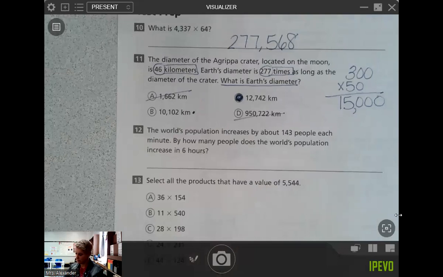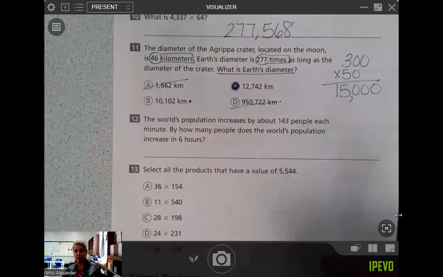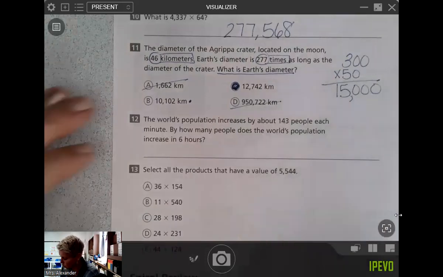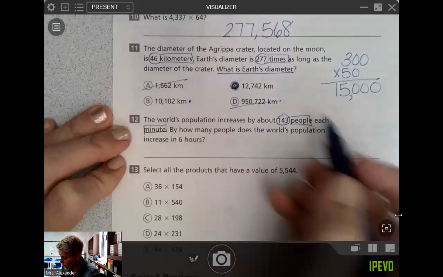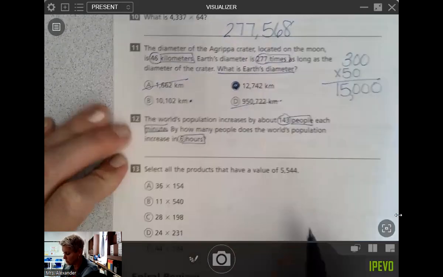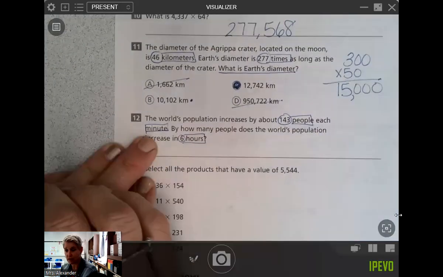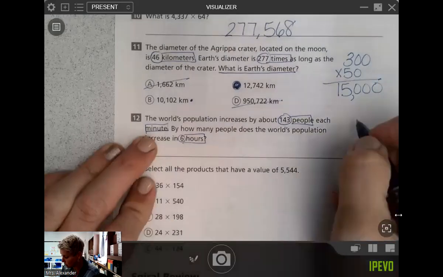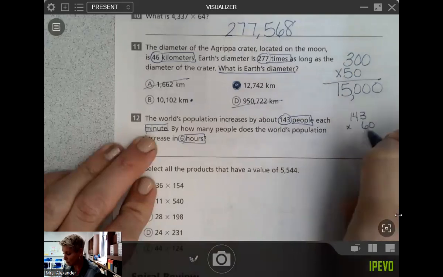Okay. The world's population increases by about 143 people each minute. By how many people does the world's population increase in 6 hours? Well, here's a little bit extra work. If it increases by 143 people each minute, and it's asking for 6 hours, so 143, how many minutes are in an hour? There are 60 minutes in an hour.